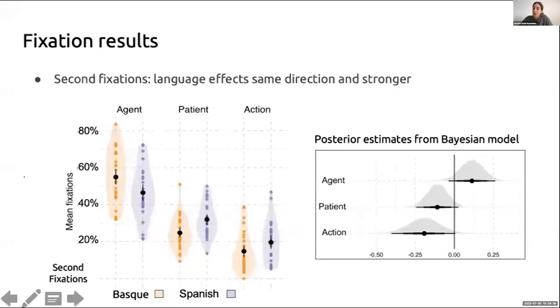Now, these language effects also emerged in second fixations to event pictures. In addition to first fixation, we also looked at second fixations. And in second fixations, we also saw that there was a general tendency to look at agents across the board. But then we also found that Basque speakers looked a bit more to agents than Spanish speakers, and the opposite was true for patient and action areas. Spanish speakers inspected patients and actions a bit more in these second fixations.